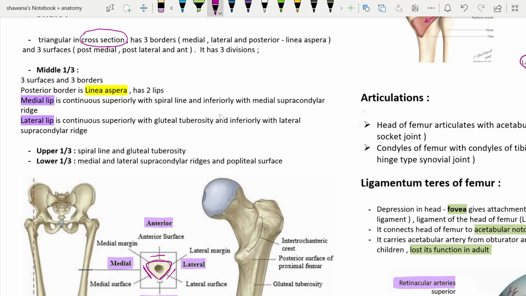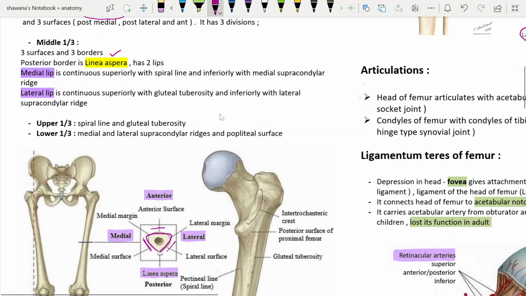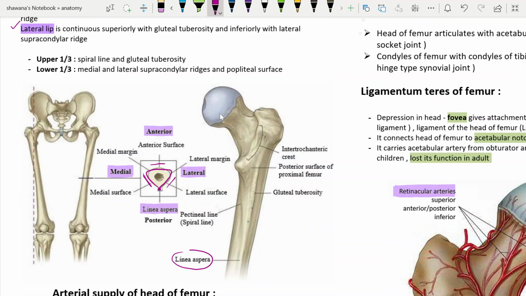The one important thing in the borders of the shaft is the linea aspera. Linea aspera is the posterior border of the shaft, and it is significant because it provides a site for muscle attachments. So this is the linea aspera. It consists of two lips, the medial lip and the lateral lip. So here you can see that this is the linea aspera, and it consists of this lip, the medial, and this lip, the lateral lip.